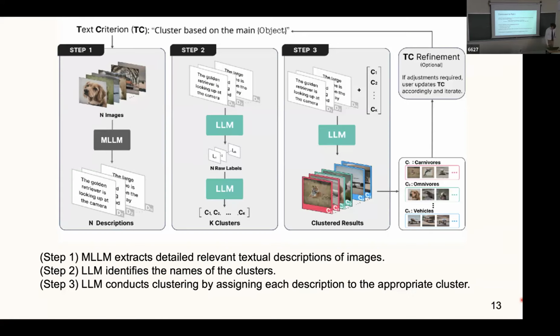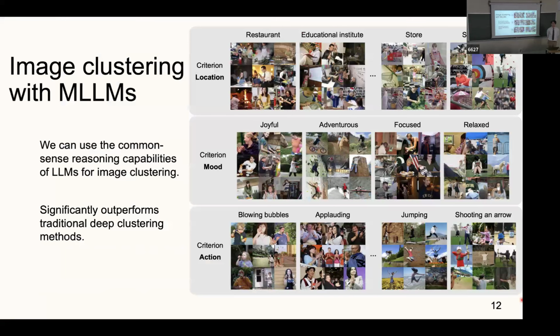Yes, of course. How do you make sure that the joyful, adventurous categories are not super detailed? Like joyful wearing a blue t-shirt, and you get clusters with one image.